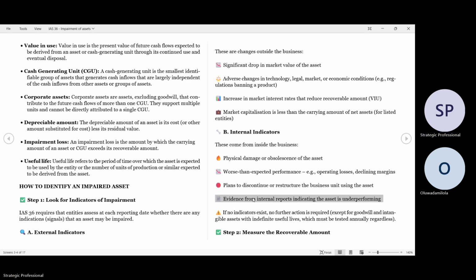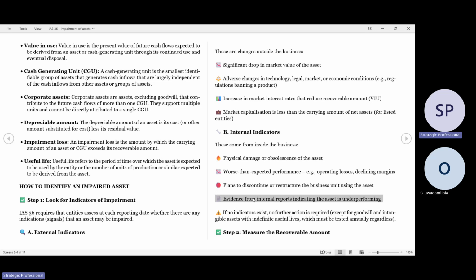However, goodwill and intangible assets with indefinite useful life must always be tested annually, regardless of any of these factors. The company must always test for them. Please take notes. Aside from any other assets, goodwill and intangible assets with indefinite useful life; when I say indefinite useful life, it does not have a defined useful life. The company must always test for it on an annual basis.